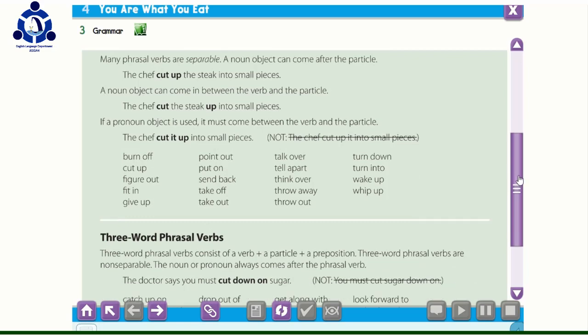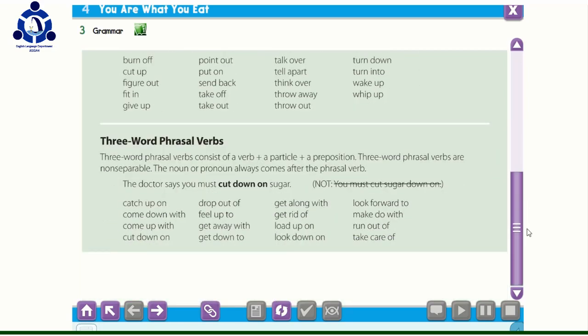Okay? Let's look at the last part of this grammar lesson. Three-word phrasal verbs. You have now three-word phrasal verbs. The one before, phrasal verb, we said it's made up of a verb plus a particle. Okay? Now, what are the three-word phrasal verbs? Three-word phrasal verbs consist of a verb, a particle, plus a preposition. You have now another preposition. Like we said before, a particle, either an adverb or a preposition.